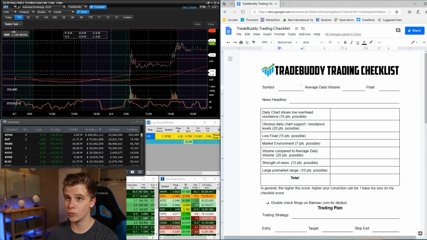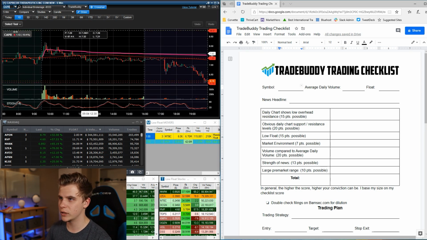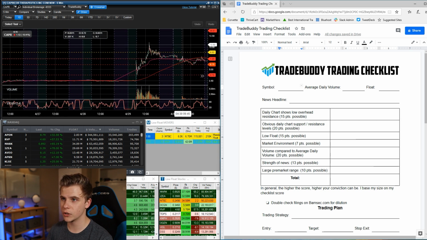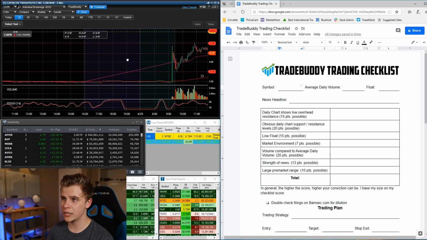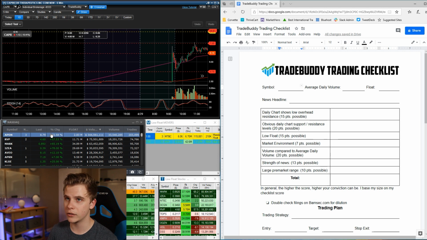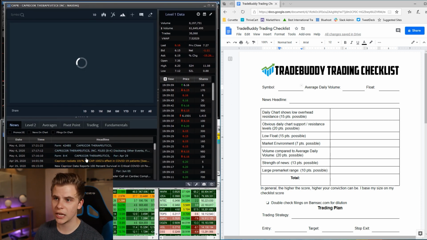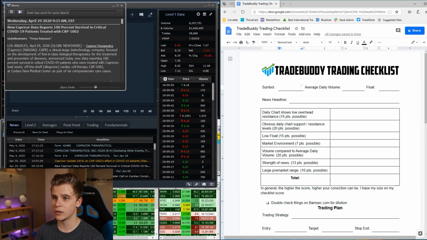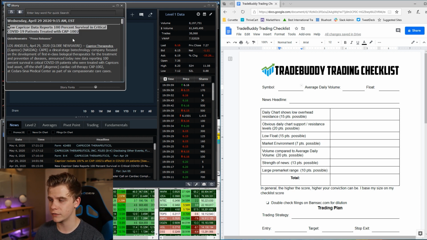So CAPR was a stock that was running last Wednesday, had really good news. So here we can see CAPR popped up in pre-market. It was mentioned in the TradeBuddy chat room right when news came out. Also, it showed up on my equity feed and Trade Ideas scanner. So let me just bring up my equity feed real quick. So CAPR news came out, and news reports 100% survival in critical COVID-19 patients treated with CAP1002, which is their drug. So obviously very good news.